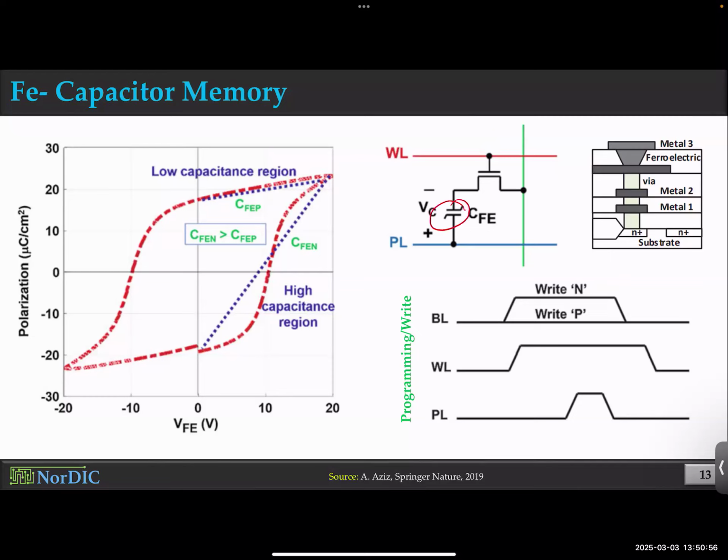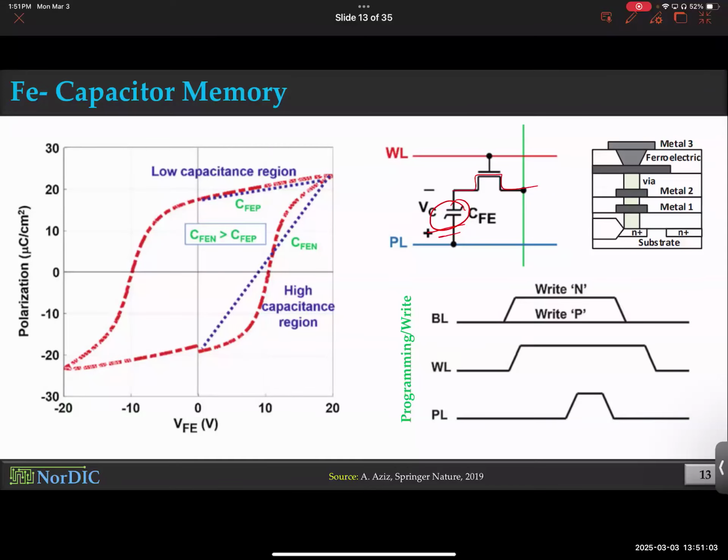So you have a ferroelectric capacitor in series with a transistor. What you do is you apply appropriate voltages to these two interconnect lines, either VDD here, ground on the other side, or vice versa, right? And then based on the polarity, based on the direction of the applied voltage, you have either positive polarization stored or negative polarization stored in the ferroelectric material, right? That was a very simple enough write approach.